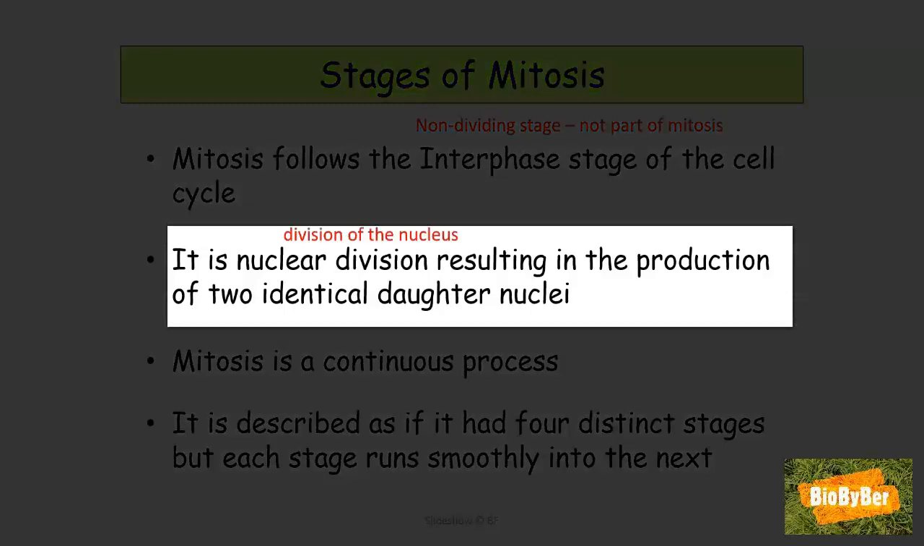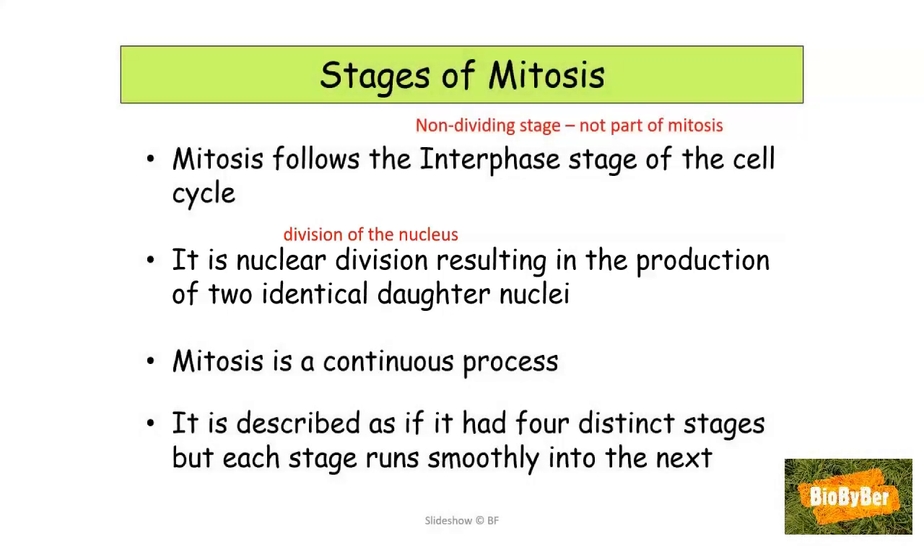Again, it is nuclear division. It is division of the nucleus, resulting in the production of two identical daughter cells or daughter nuclei. Now we must realize that mitosis is a continuous process. It's rather like a film. It starts, continues, and then ends. It's not like a show where it is divided up into different parts with a break between each one.